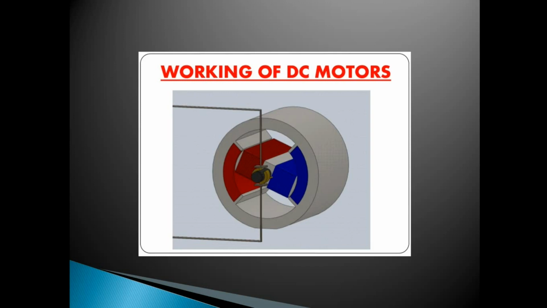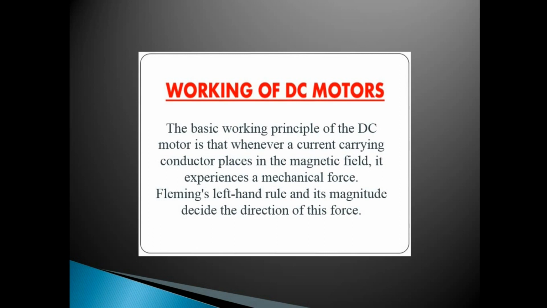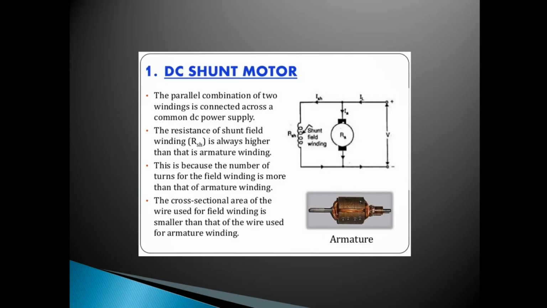Working of DC motor. The basic working principle of a DC motor is that whenever a current carrying conductor is placed in a magnetic field, it experiences a mechanical force. Fleming's left hand rule and its magnitude decide the direction of this force. Types of DC motor. DC motors are of three types. They are DC shunt motor, DC series motor, DC compound motor.